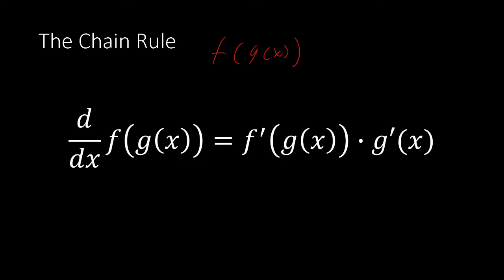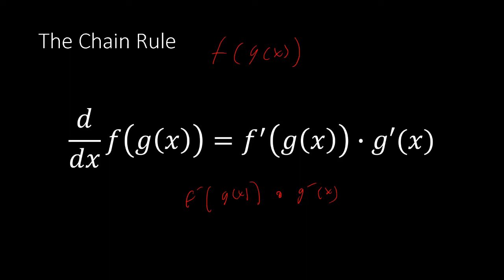We have our outside, I'm going to call f our outside function and g our inside function. So the derivative of f of g of x is f prime of g of x times g prime of x. So what this means is we're going to find whatever f prime is, and instead of plugging in x, we're going to plug in whatever g of x is. And then we're going to multiply by whatever g prime of x is.